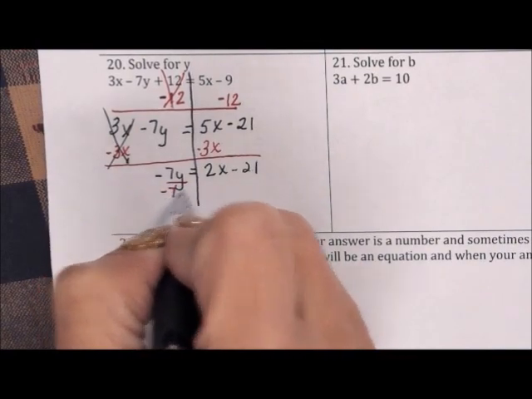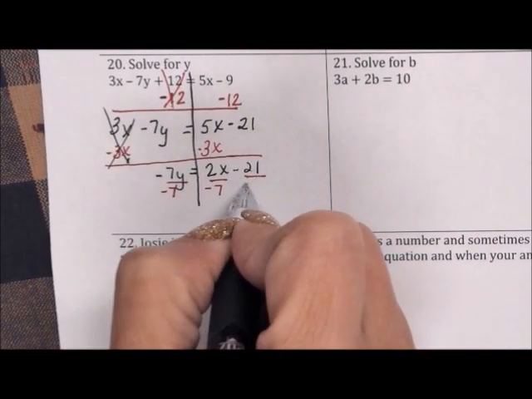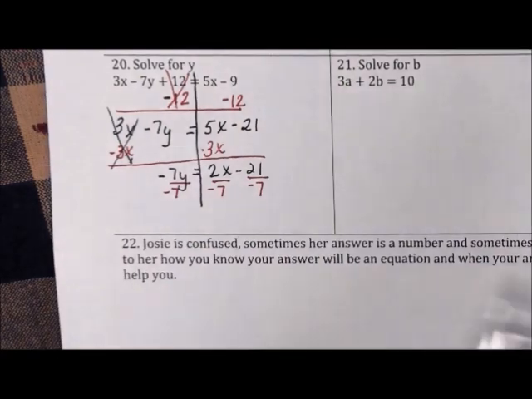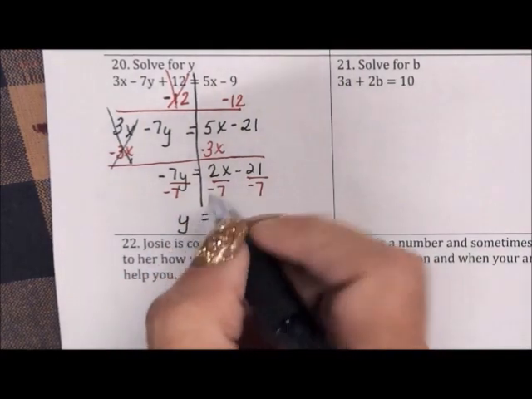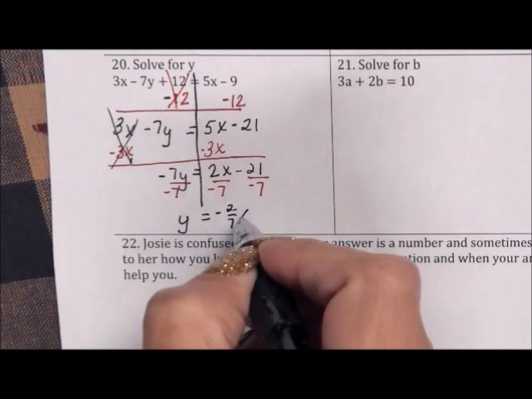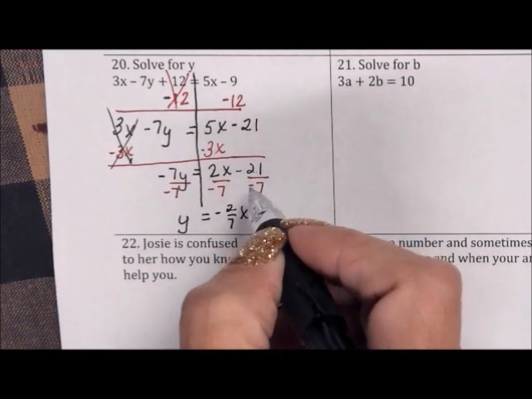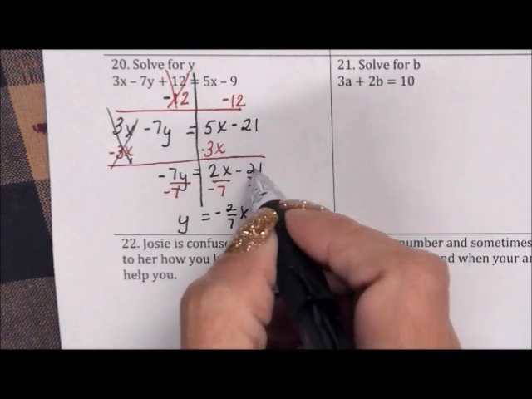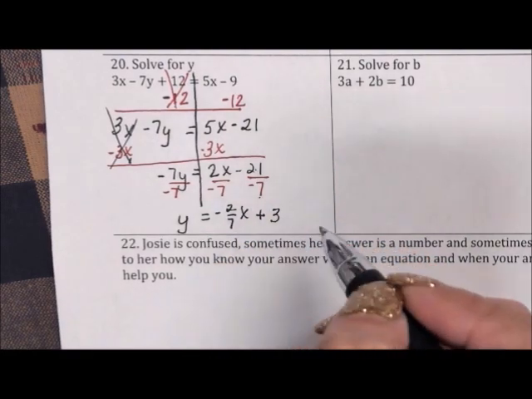Move the x, divide the y. So y equals 2 divided by negative 7 will be negative 2 over 7. I still have the x. Negative and a negative will make a positive. 21 divided by 7 will be 3.